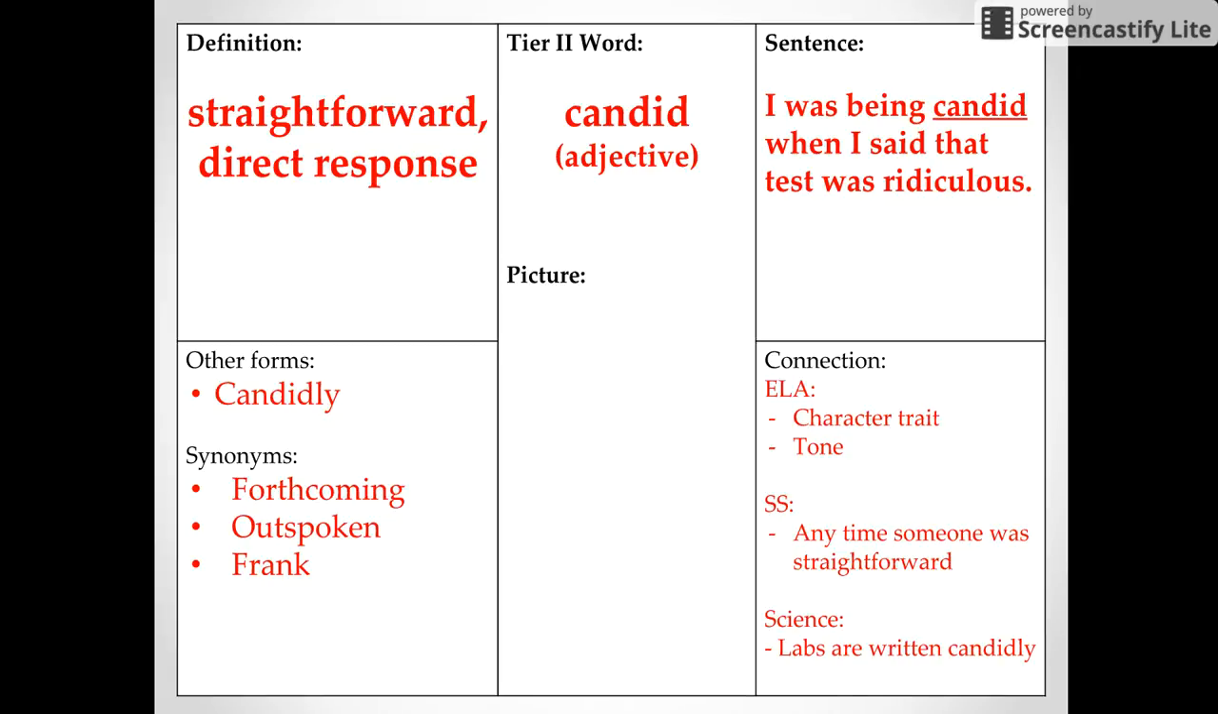Candidly is another form. Forthcoming, outspoken, or frank, those are all synonyms. This is definitely a character trait or a tone word. In social studies, anytime someone's being straightforward or giving a really direct response would be considered candid. And then your science labs don't have a lot of fluff. You give the steps, explain your response, move on. It's candid, it's straight, and it's to the point.